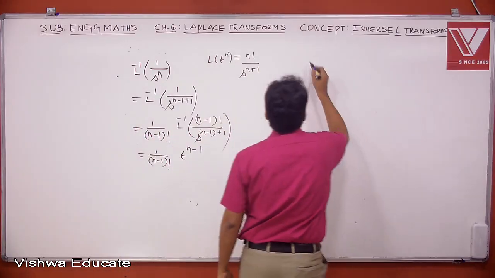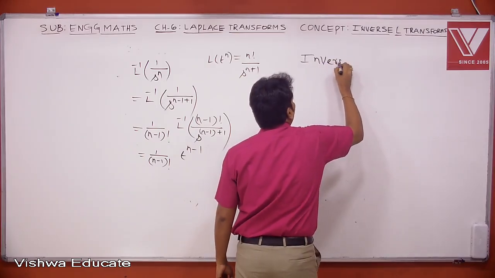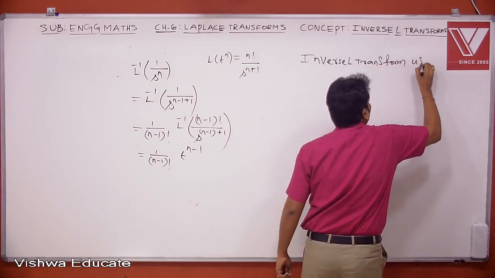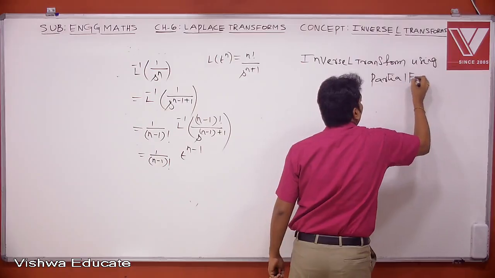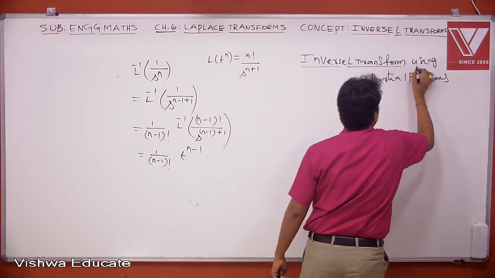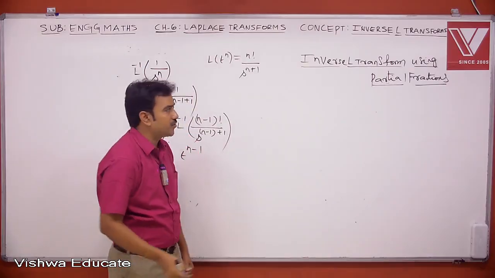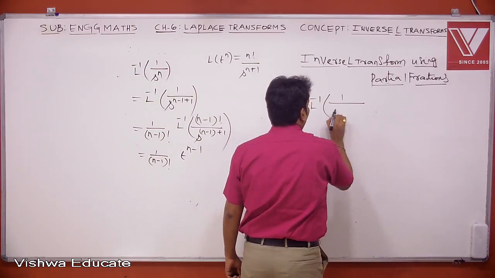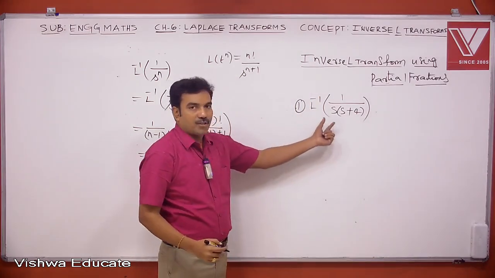Now let us find inverse Laplace transforms using partial fractions. This is one of the important methods. We start with some basic examples. Suppose we need to find the inverse Laplace transform of 1 by s into s plus 4. I need to find the inverse Laplace of this.